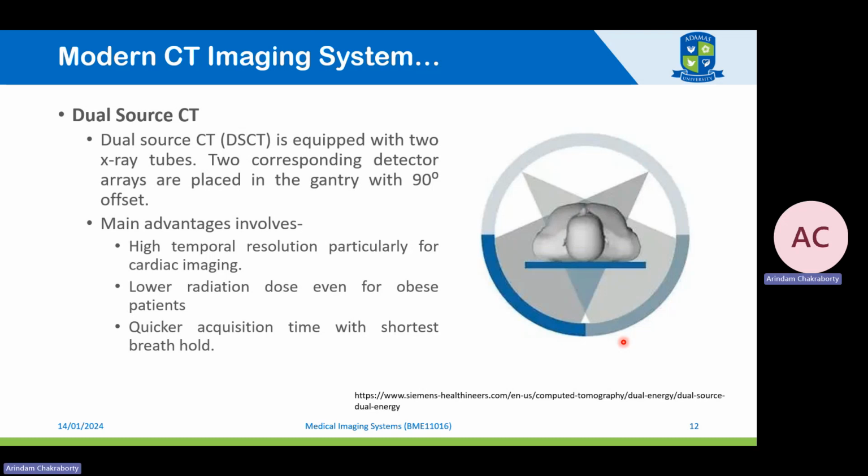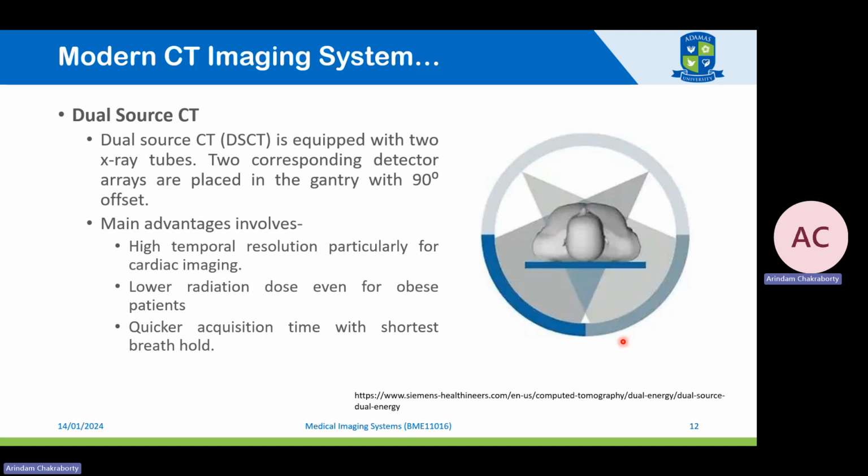First is the high temporal resolution, particularly for cardiac imaging, to better capture the thumping action of the heart or the systolic diastolic action of the heart without the employment of any beta blocker. So this is a very unique advantage. Another one is the low radiation dose, particularly for the obese patient. Since there are two X-ray sources, the number of slices increases rapidly as compared to a single X-ray source, and there is a quicker acquisition with the shortest breath hold.